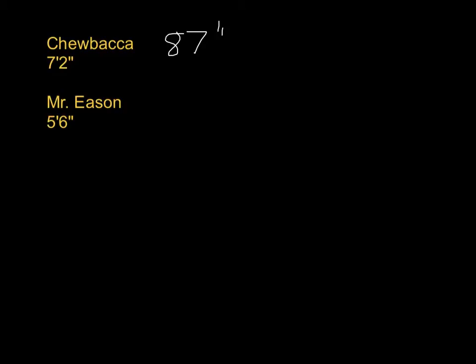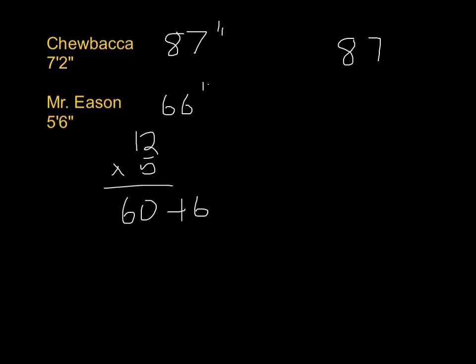Now, Mr. Eason is 5'6" tall, so we need to turn our feet into inches by 5 times 12. And hopefully we know that that is 60 inches. We also know that he is plus 6 more inches, so he is 66 inches tall, sometimes, maybe. And now the last thing we need to do is subtract 87 minus 66. So we'll stack them up. And 7 minus 6 is 1. 8 minus 6 is 2. So Chewbacca is 21 inches taller than me. Almost 2 full feet. That's really tall.